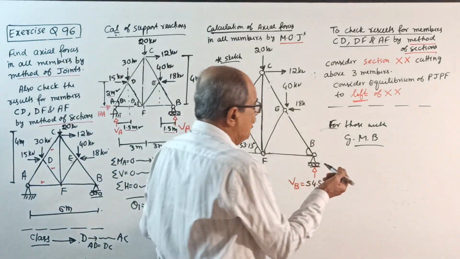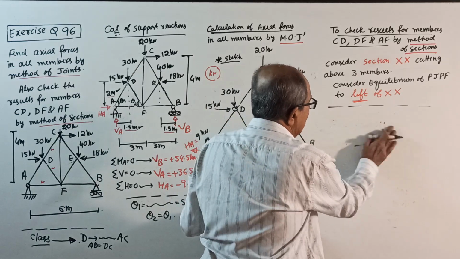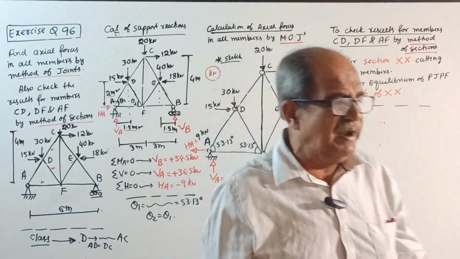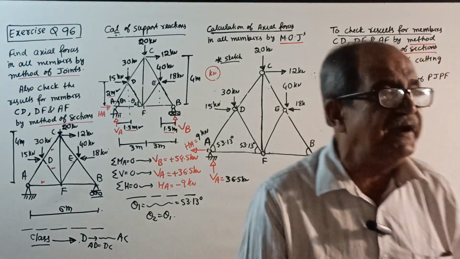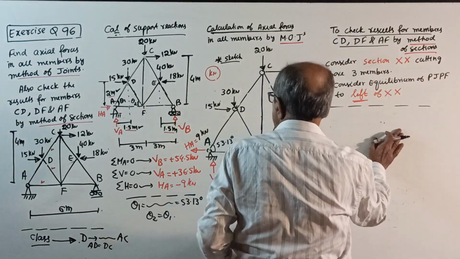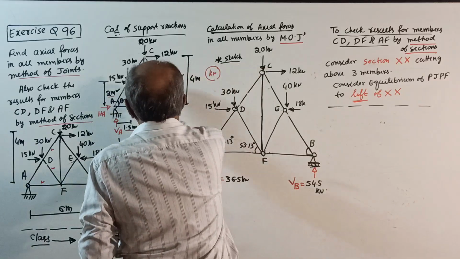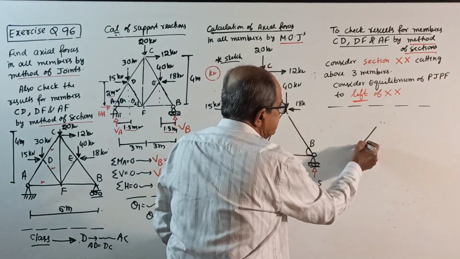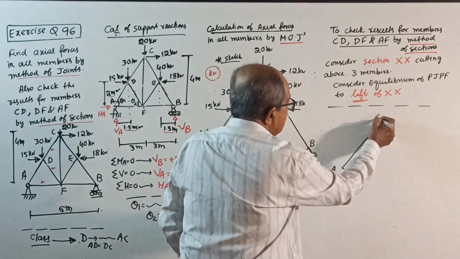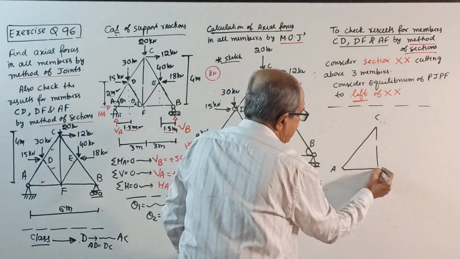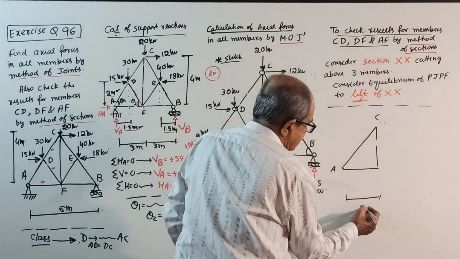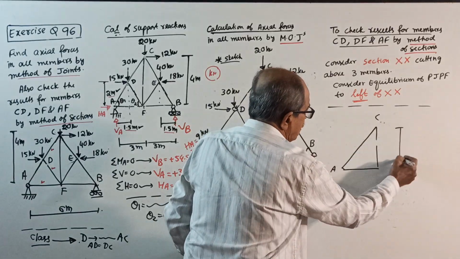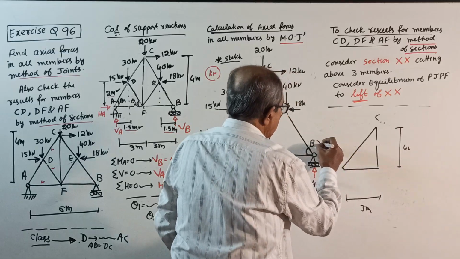Or suppose you have difficulty. Some will tell, sir, we don't have that much mathematical concept. Actually, you should have it. Then, I write here. What you do is, you consider AC. Consider AC, this full triangle. This full base is 3 meter. Height is 4 meter. Calculate this length.